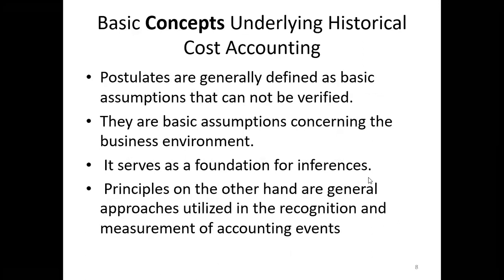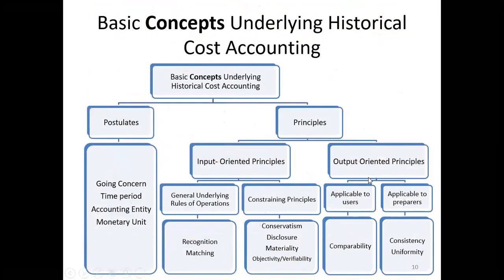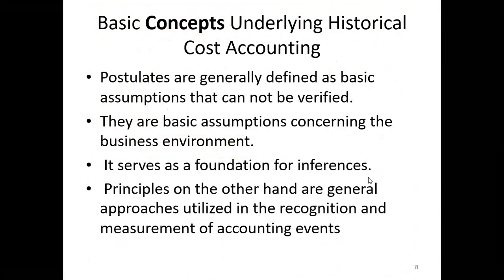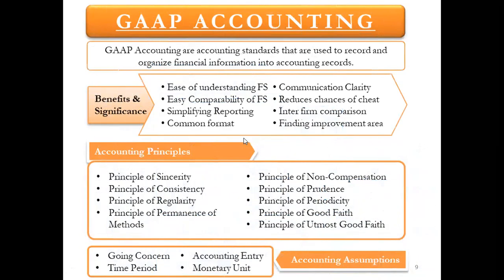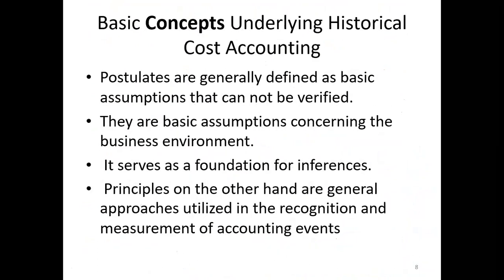Right? It has two things. Postulates and principles. The basic concept underlying historical cost accounting has two things: postulates and principles. There are two categories. First one is postulates and second one is principles.